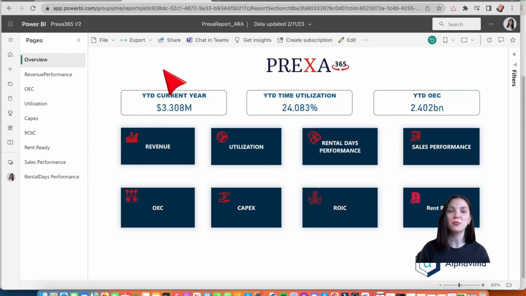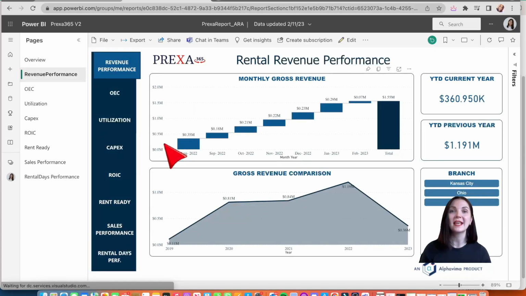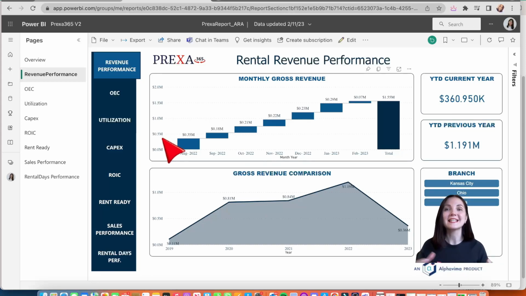Here is the dashboard of the key performance indicators that I mentioned earlier. One of the most important metrics in any business is the revenue performance. ARA revenue performance is a measure of how well the company is generating revenue and meeting its financial goals. A high revenue performance indicates a strong and growing business, while a low revenue performance indicates a need for improvement.